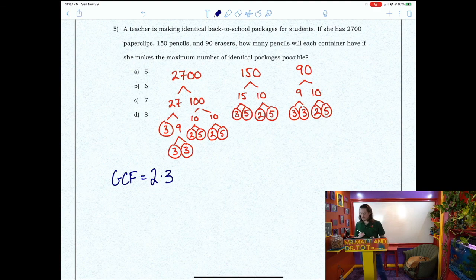So if we're asked for the number of pencils that each container will have, then the number of pencils is 150. If we have 150 total pencils and we make 30 identical packages, then that's going to be 5 pencils in each package. And that's answer selection A.